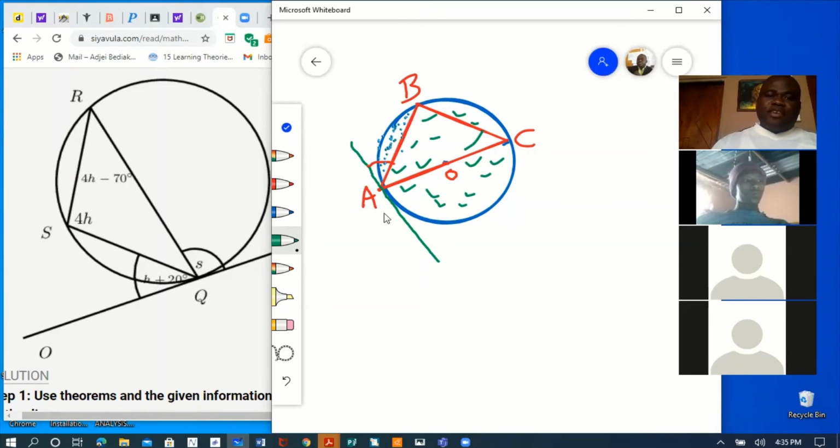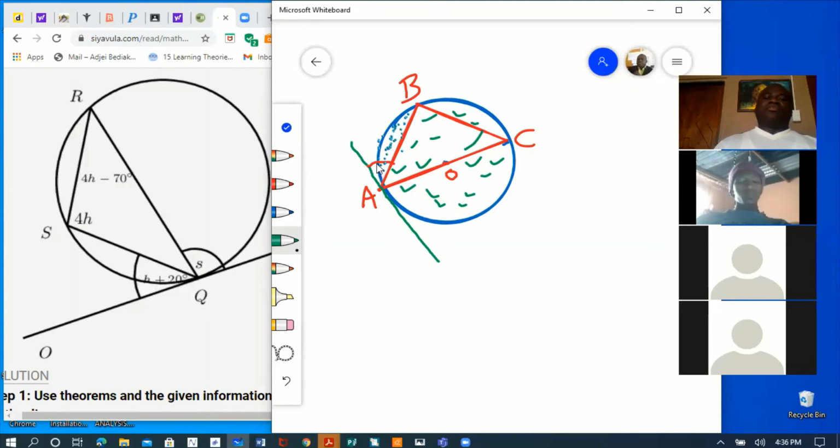Good. And if you look at point A, it goes to C. Then you look at point B. Now I'm talking of line AB. Then B also goes to C. So we say that it is line AB that has subtended angle C. Are we on the same page?